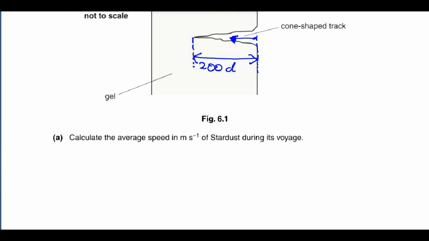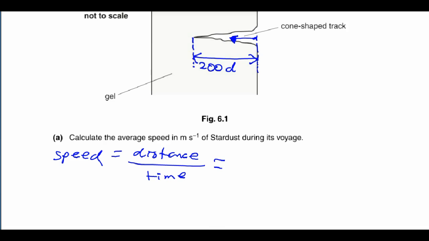The equation for speed is distance divided by time. So if we look at the information that we are given, the distance that the spacecraft travels is 5 times 10 to the 12 meters, and the time is 6.9 years. But we can't leave the time in years.